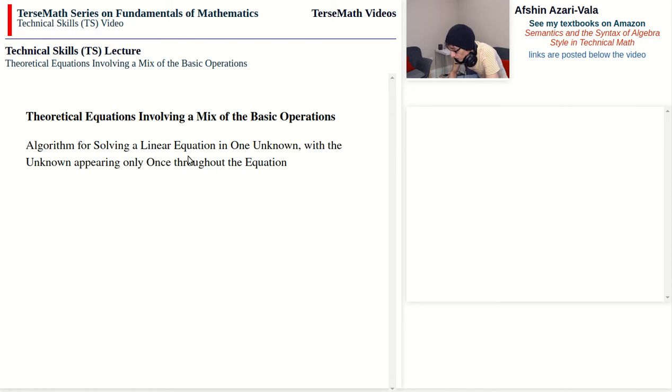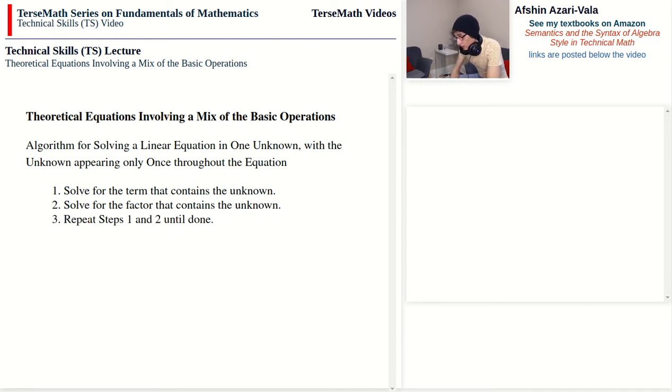Linear equations are equations in which x, the unknown, is being either added, subtracted, or multiplied, or a combination of these. In the previous video I talked about each of these operations individually. And now I want to talk about the kinds of equations where multiple operations of this kind, addition, subtraction, multiplication, appear. Now the steps remain the same. We solve for the term that contains the unknown, and then for the factor that contains the unknown, and then we repeat steps 1 and 2 until we're done.